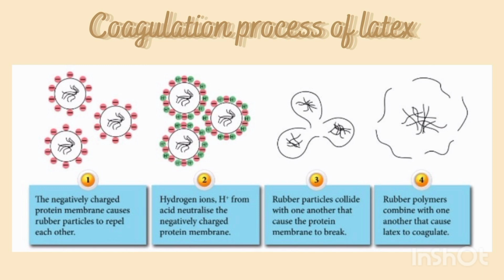So we look at number 1. The negatively charged protein membrane causes rubber particles to repel each other. Then hydrogen ions from acid neutralize the negatively charged protein membrane. Then the rubber particles collide with one another, which causes the protein membrane to break. So the rubber polymers combine with one another, which causes latex to coagulate.